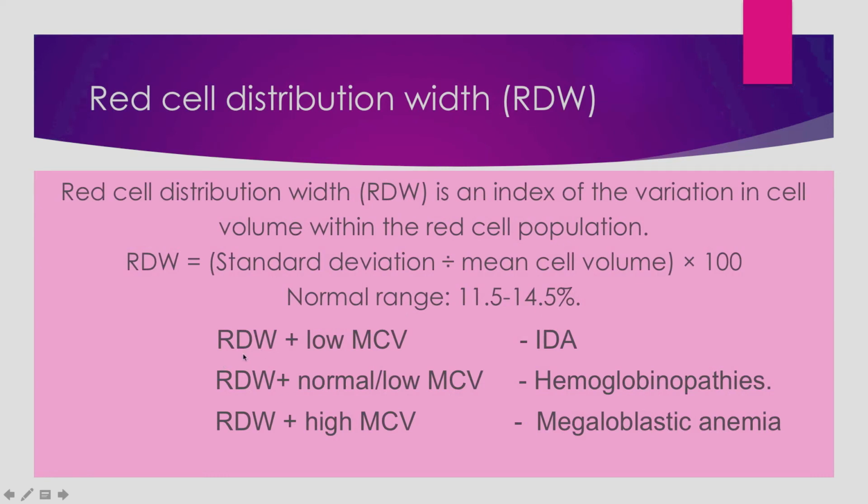If the red cell distribution width is increased and the MCV, mean corpuscular volume, is decreased, the average volume is decreased and the RDW is increased, that represents iron deficiency anemia. If RDW is increased with normal or low MCV, that represents hemoglobinopathies, which we will study in hemolytic anemias, for example thalassemias. RDW plus high MCV represents megaloblastic anemia, because the mean corpuscular volume has increased and the red cell distribution width has also increased. Some cells are small, some cells are large, some cells are normal size.